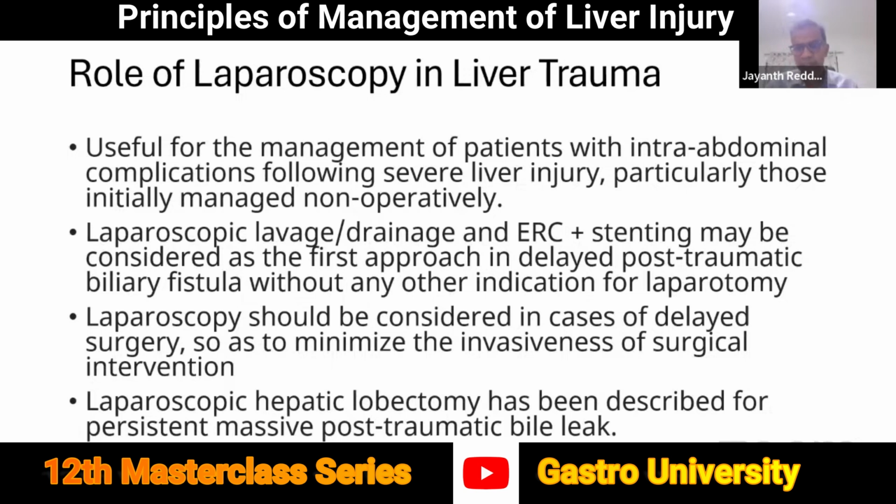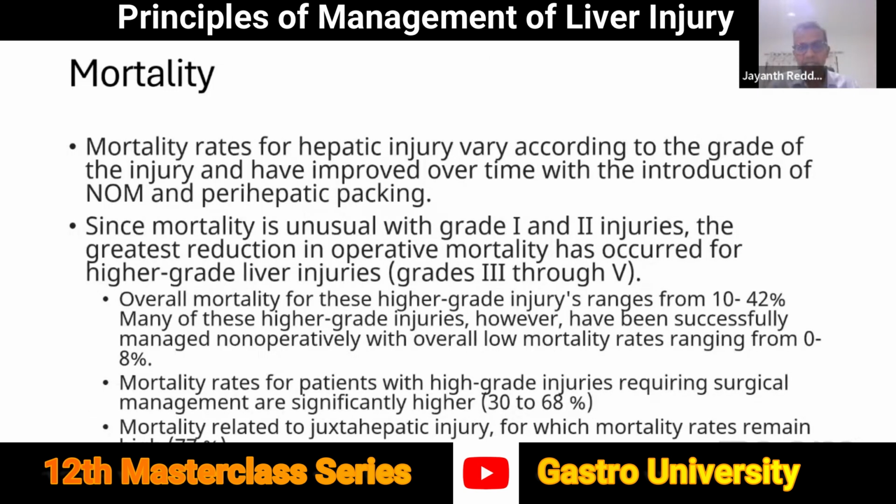And when you are considering a minor hepatectomy in patients with a devascularized liver, again, mortality is related to the grade of liver injury. The higher the grade, the higher the mortality. But mortality is always high in patients who require surgical intervention, especially in patients who have an associated vena cava or hepatic vein injury.